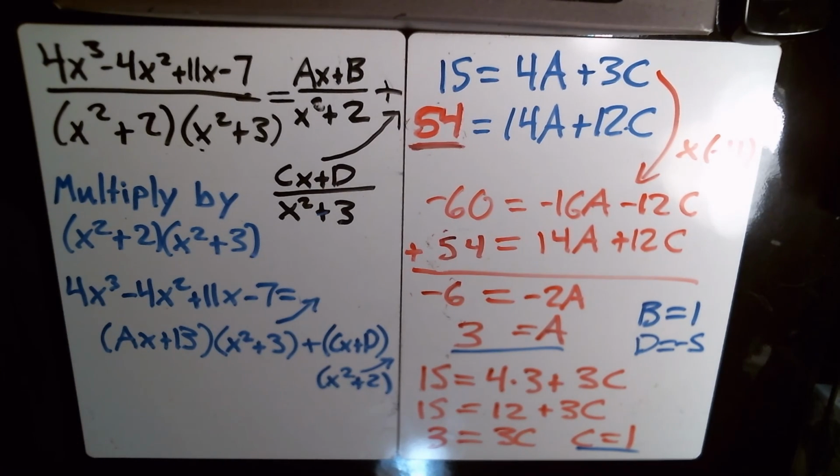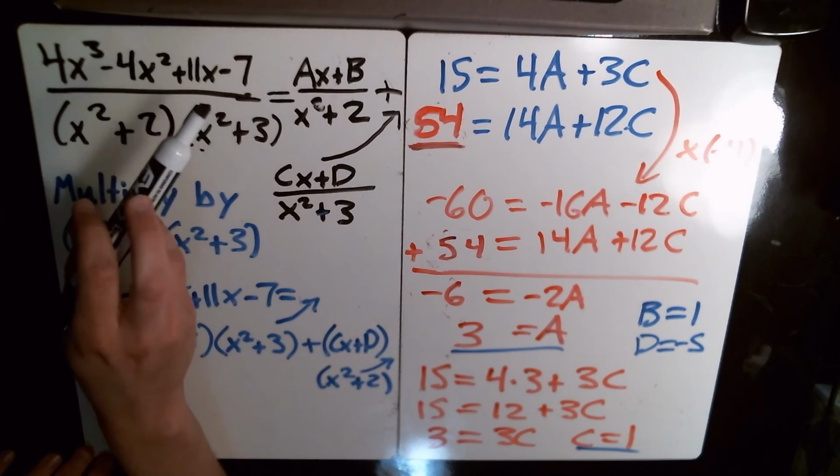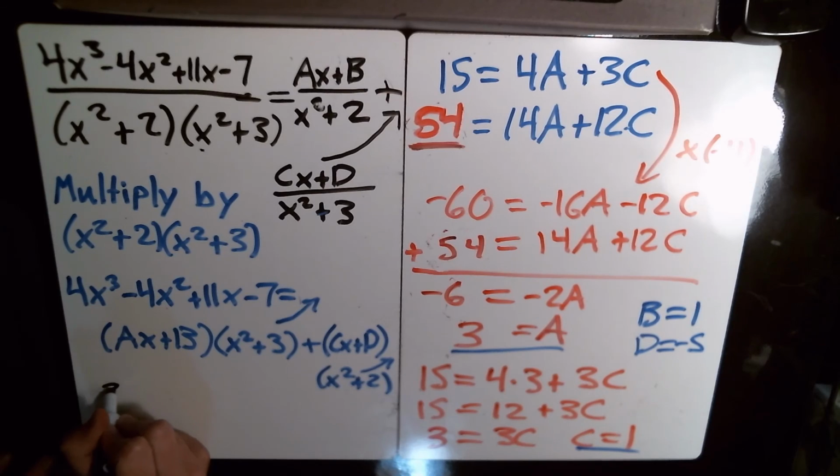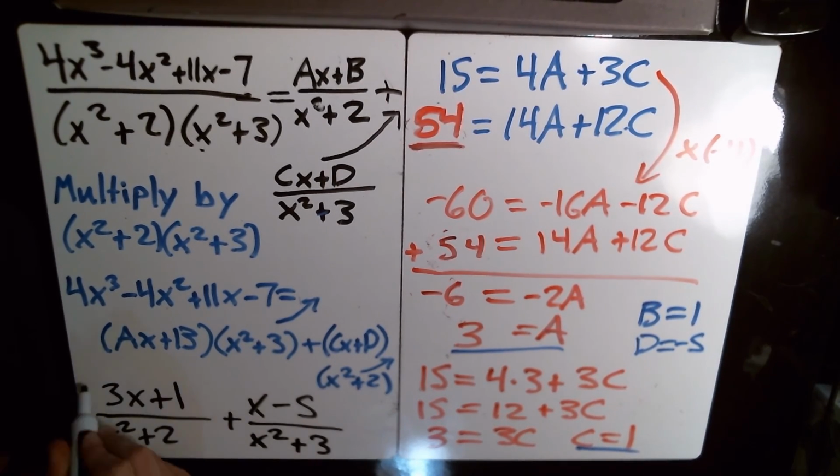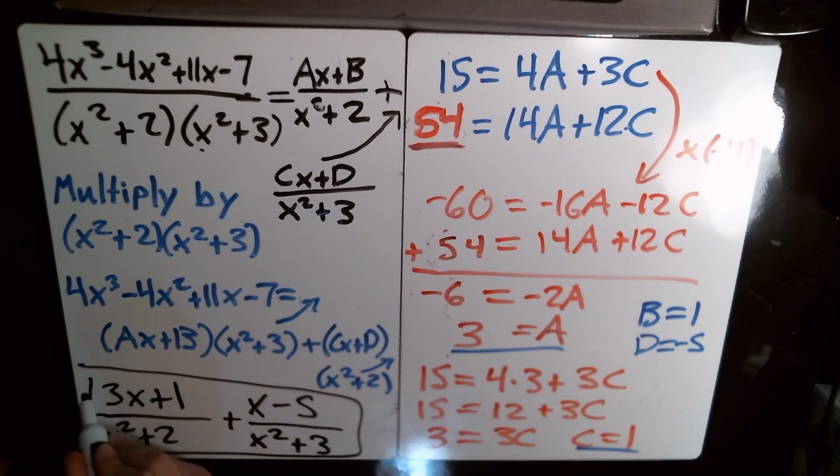And so my final answer here was A is 3, so we've got 3x, B was 1, so plus 1 divided by x squared plus 2, and then plus C, which was 1, so x, and D was -5. Okay, so that would be our answer here.